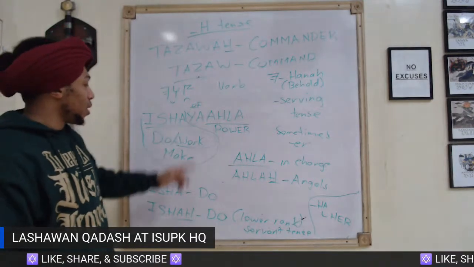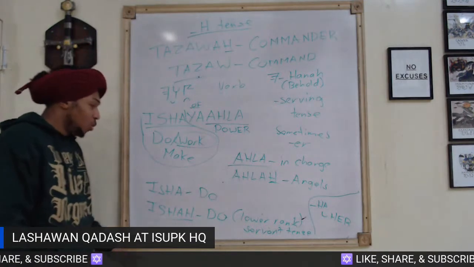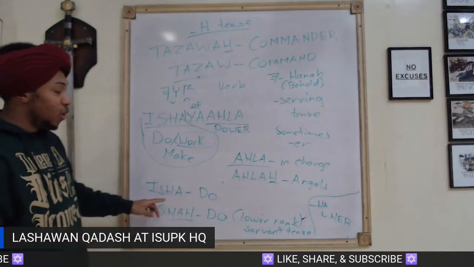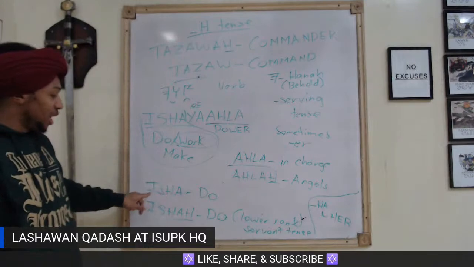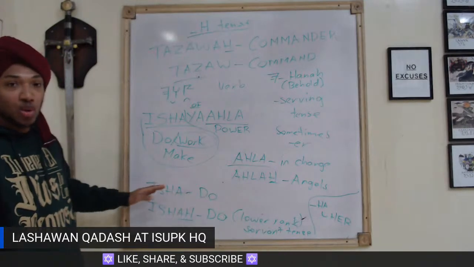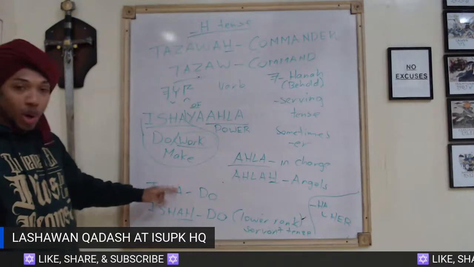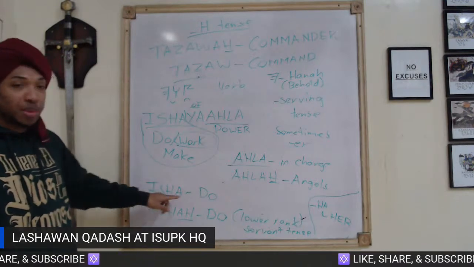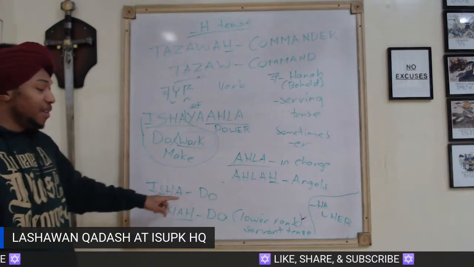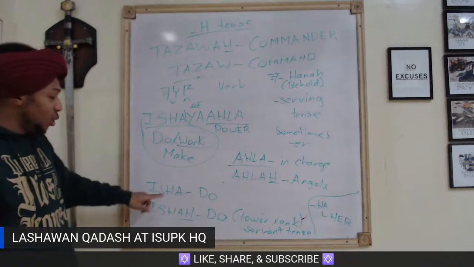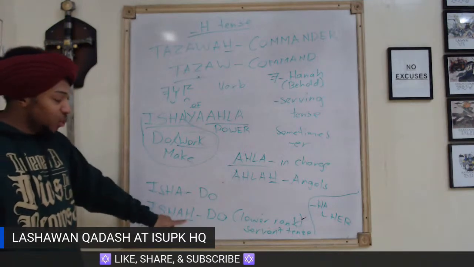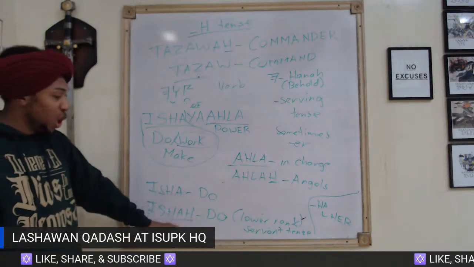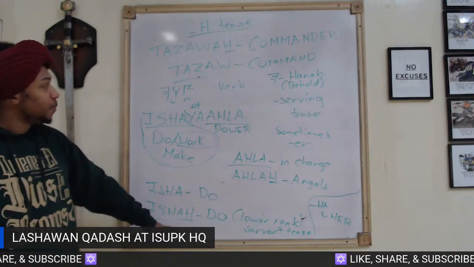Then you have a man who's in charge. In general, he's going to say Aisha, to do or make or work. He's doing something. But then he might be giving a command to a man under him. He doesn't use this tense. He puts a tense with the ha in there because this is the serving tense.